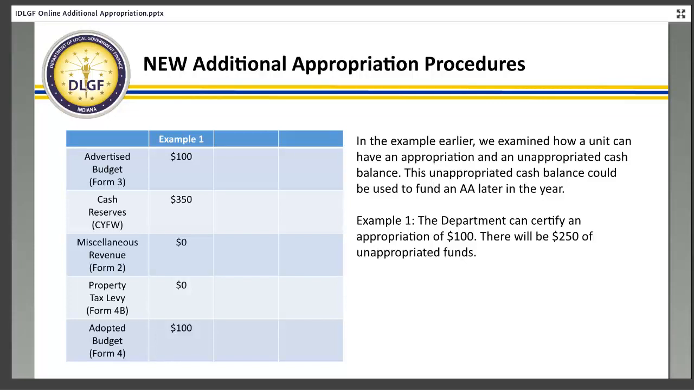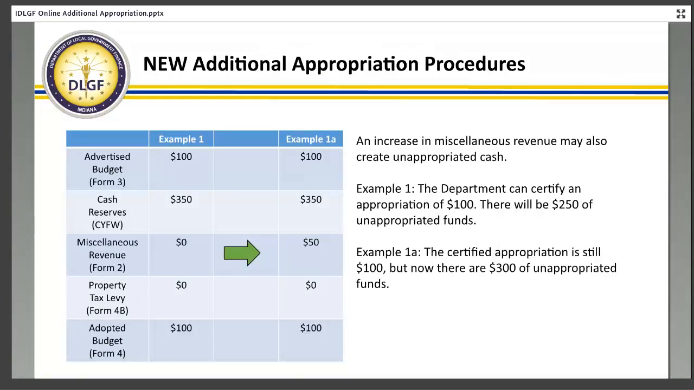is row 5, which on the certified copy represents a restatement of the miscellaneous revenue. Okay. So early in the presentation, we looked at example 1, and this is the case where they advertised a budget of $100. They had $350 worth of cash reserves, no miscellaneous revenue, no levy provided to it, and adopted a budget of $100. Earlier, we confirmed that the department would certify a budget of $100, but there would be $250 worth of unappropriated funds.